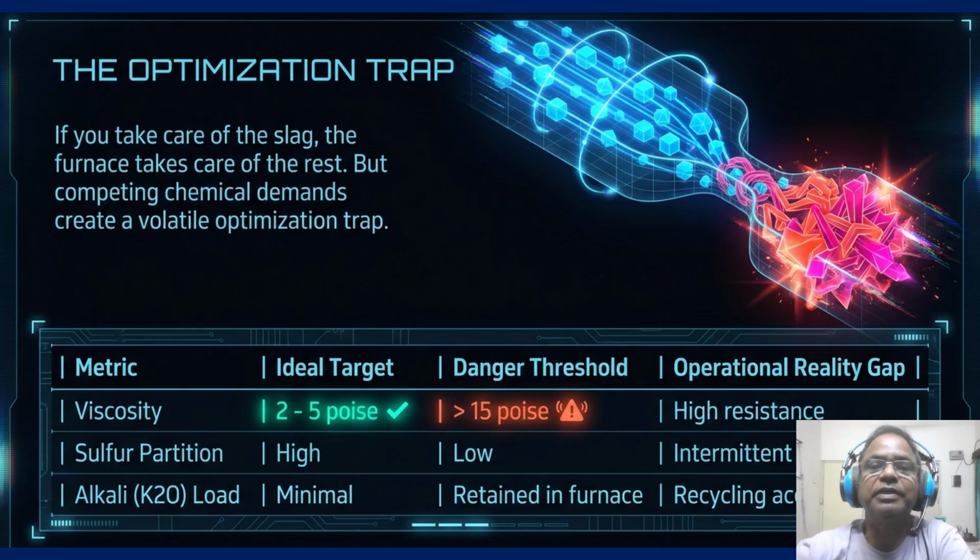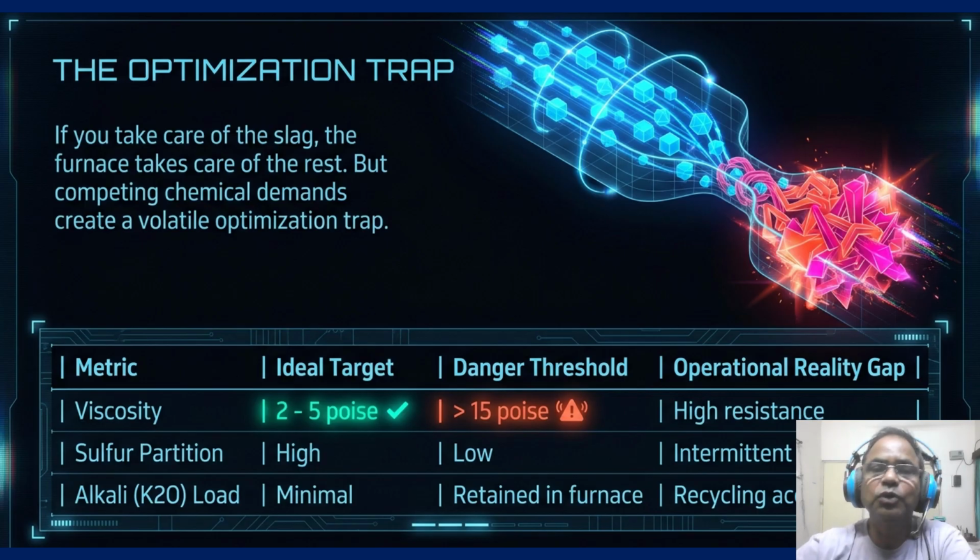Now, as you can see, the optimization trap. The optimization is not luck, it's a balance. Chase a low fuel rate and ignore sulfur or alkali, and viscosity shoots past 15 bars. That's not efficiency, that's a slow disaster waiting to happen.